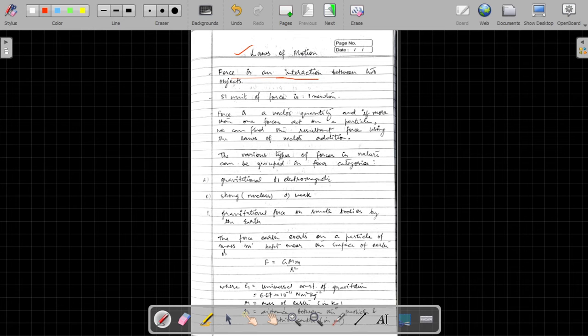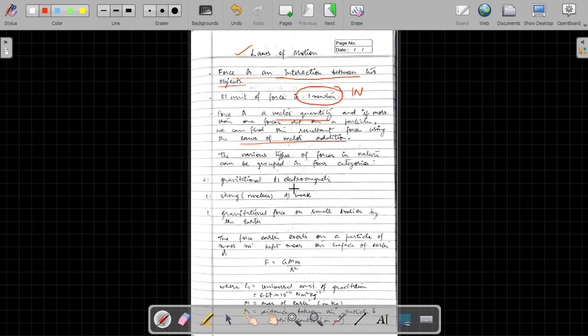What is a compact definition of a force? Force can be defined as interaction between two objects. One of the smallest definitions. The SI unit of force is 1 Newton, that we already know, represented as 1 N. Force is a vector quantity. Since it has a magnitude as well as direction, it can be added using vector addition. And now we are going to group the forces in various groups.